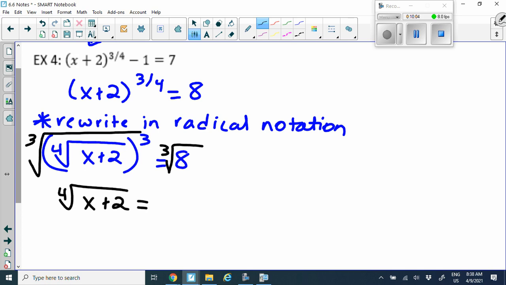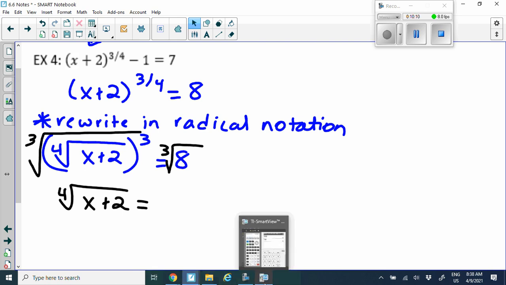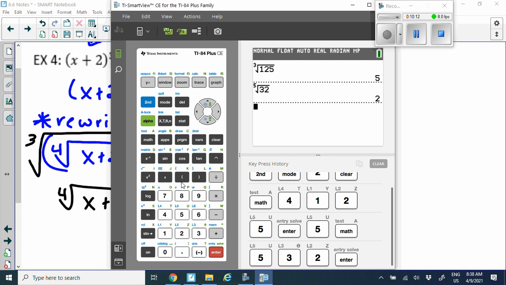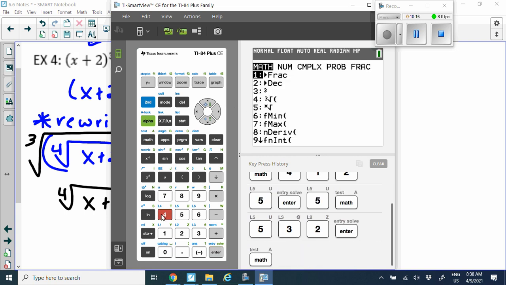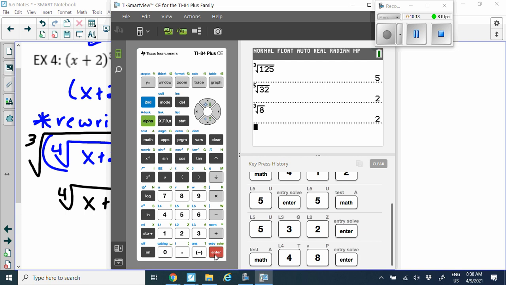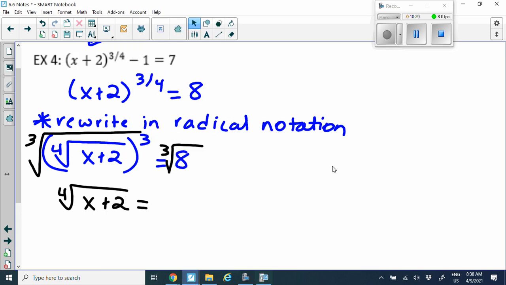Now, once again, you can just plug this into your calculator if you don't remember. 8 is a perfect cube if you don't already know, so hopefully you do know your perfect cubes. So here we can just go to math, go to number 4, and then do the cube root of 8, which gives us 2 again. So let me hopefully write this correctly so we get 2.